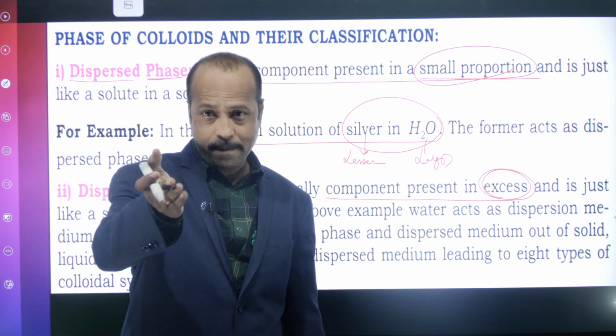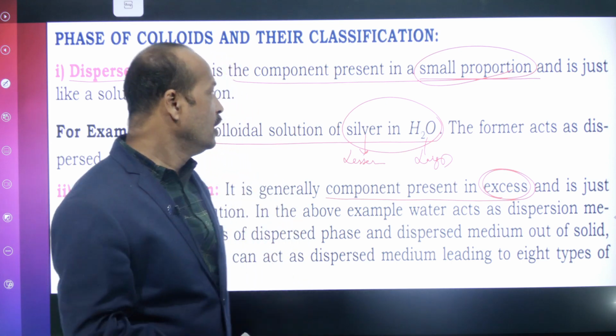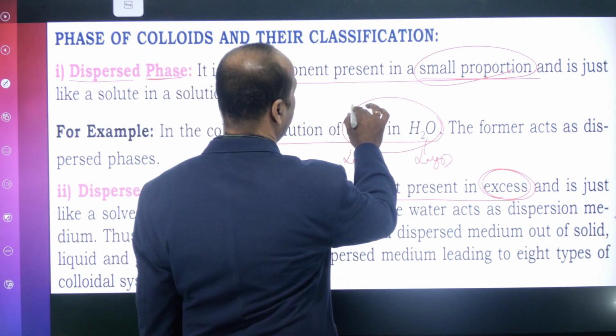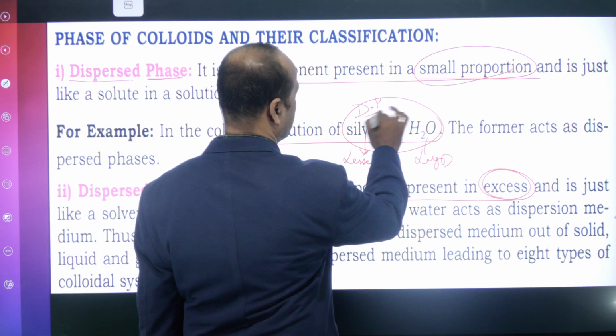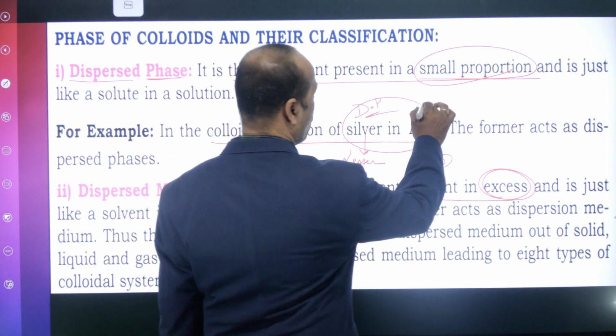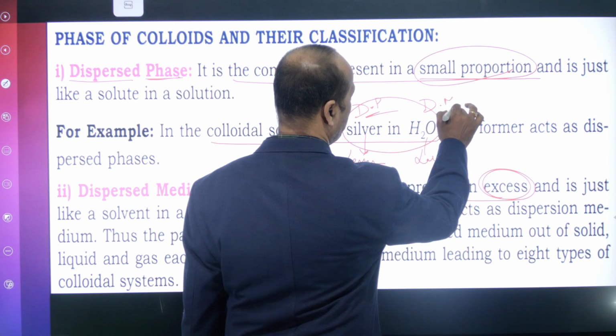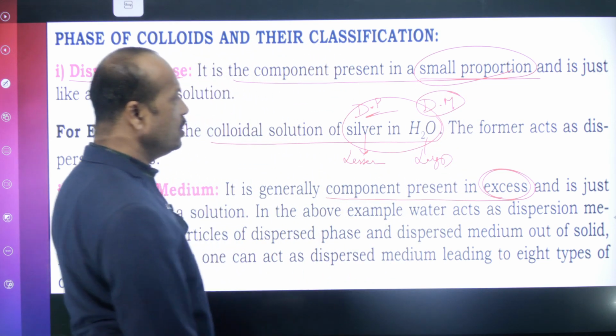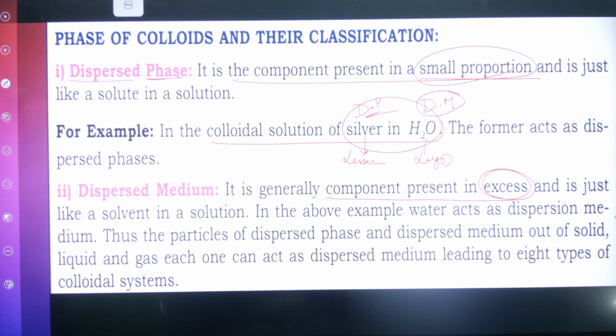What is silver? Very good. Silver is called the dispersed phase, and water is called the dispersion medium. Okay, so that is about the colloidal solution.